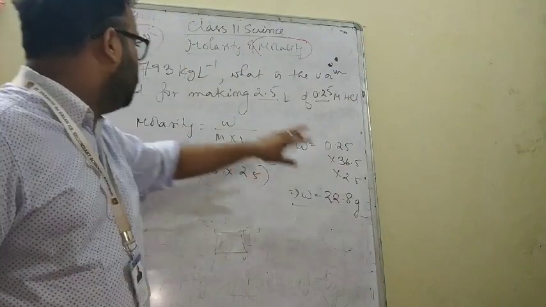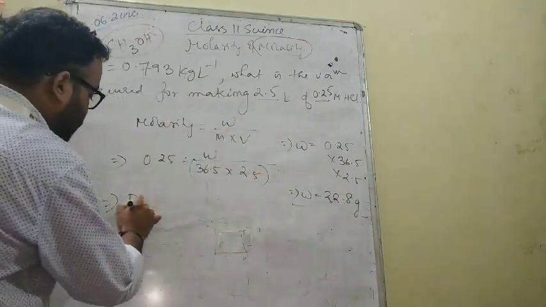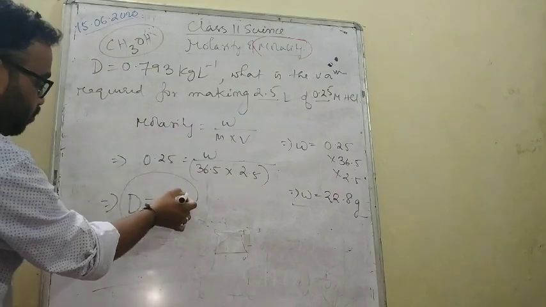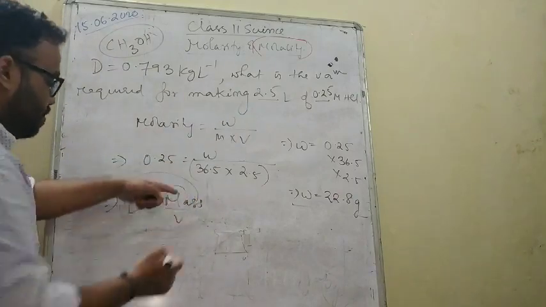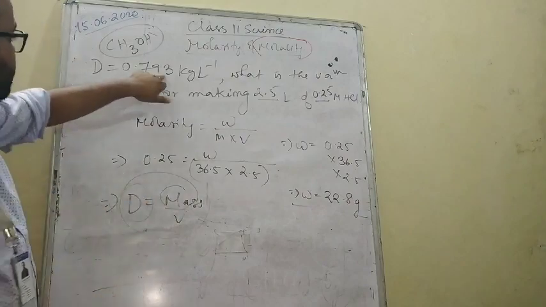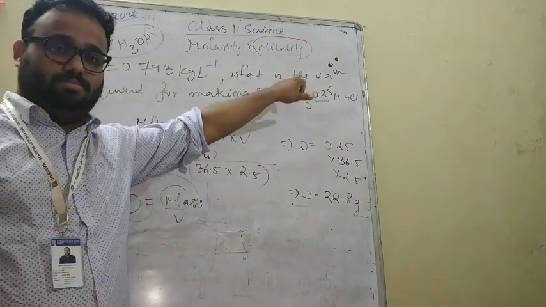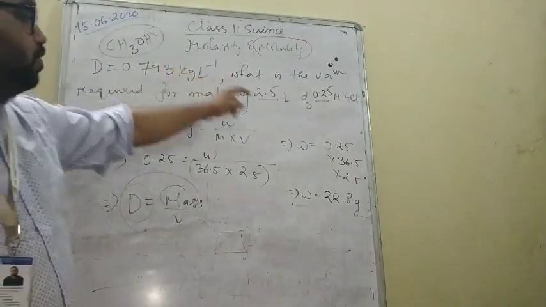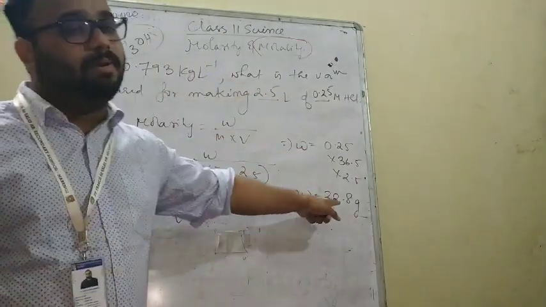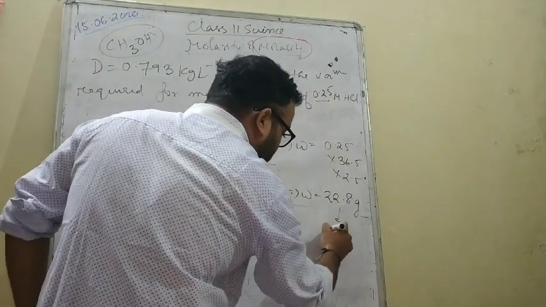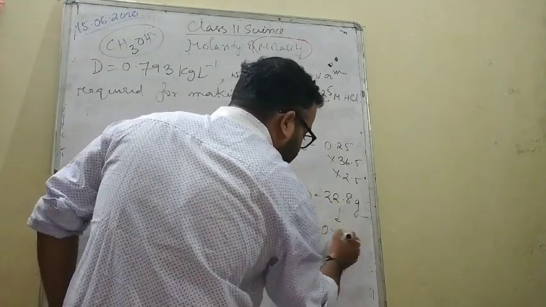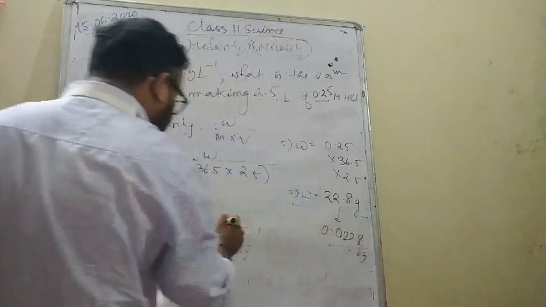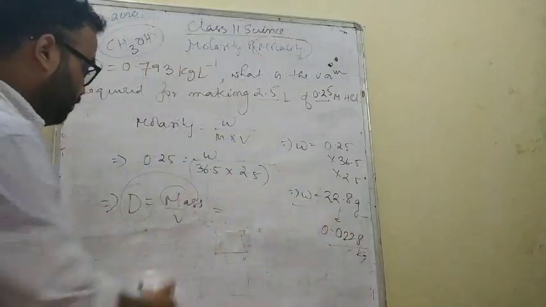Now this mass you have to put in the density equal to mass by volume formula, because density is given and they have asked you the volume. But density is in kg, and this is in gram, so you have to take it in kg. In kg it becomes 0.0228 kg. Now you put it here in density equals mass by volume.